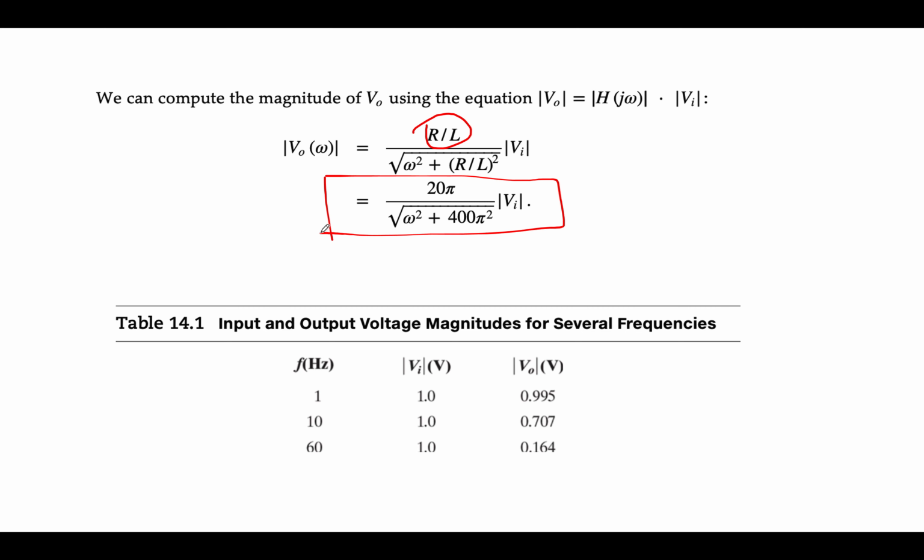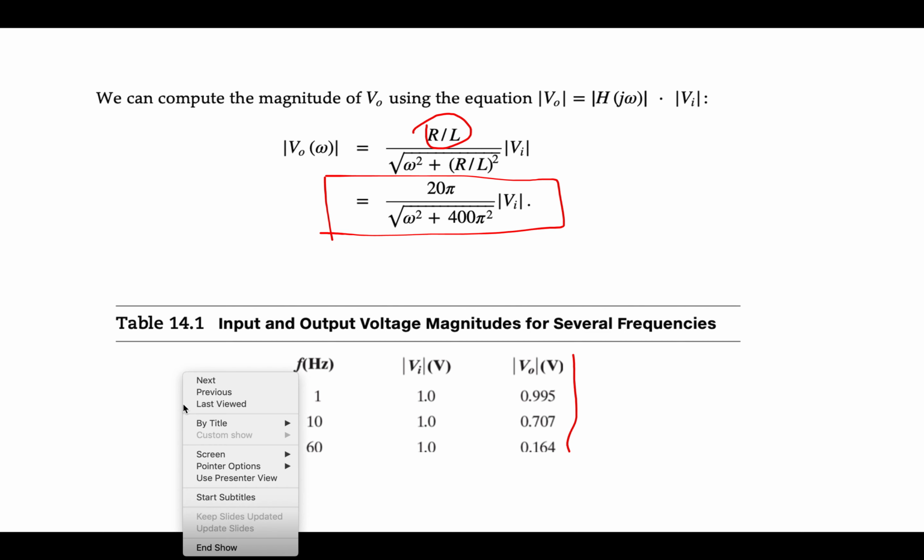Given that equation for the magnitude of the output voltage, I can start plugging in values for omega and calculating numbers. When you plug in 1 hertz, which would be 2 pi, with an input of 1, you get an output of 0.995. We check 10 hertz, we get an output of 0.707. We check 60 hertz, we get an output of 0.164. So this basically is, in tabular form, what would look like the curve that we plotted in blue at the beginning of this lecture.